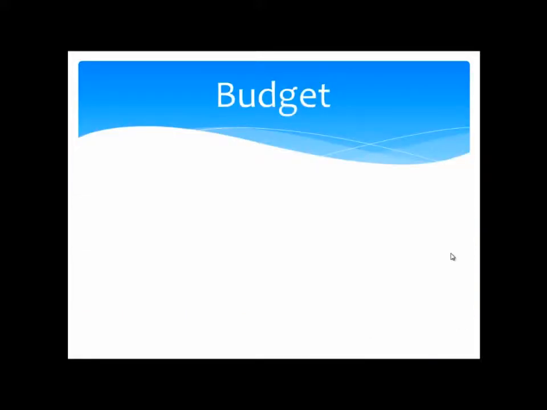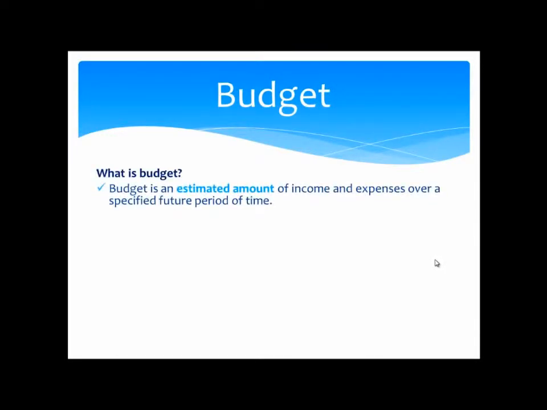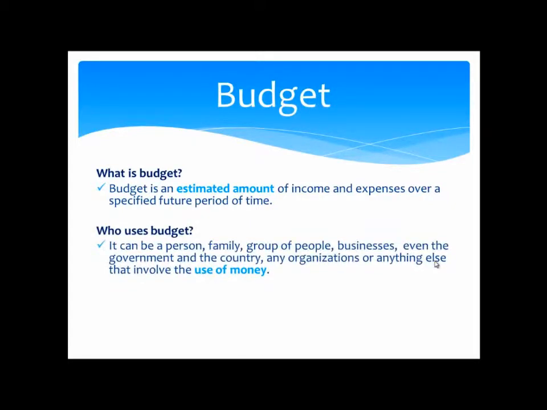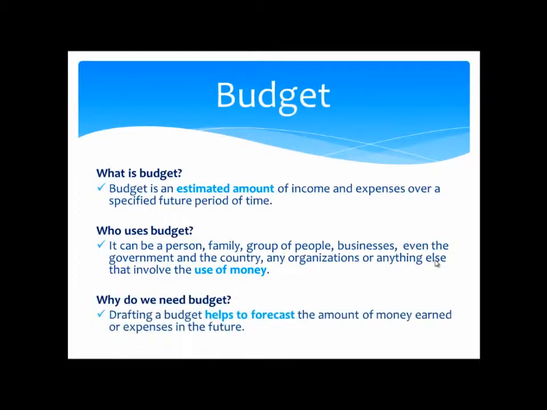Budget is an estimated amount of income and expenses over a specified future period of time. Almost everyone uses budget. It can be a personal budget, family budget, business budget, or a government budget. Anything else as long as it involves the use of money. In this tutorial, we are going to focus more on business budget.